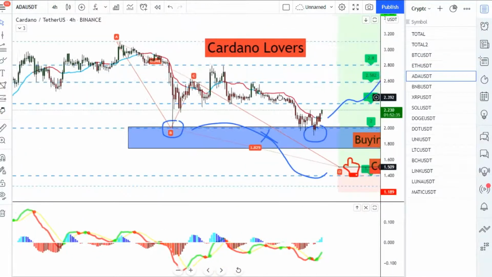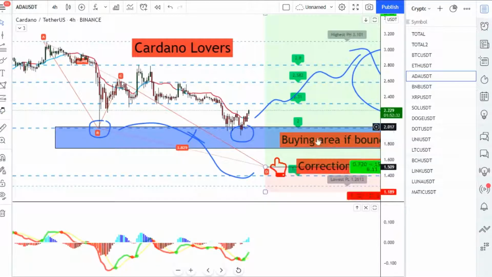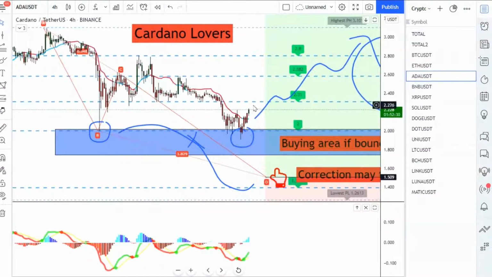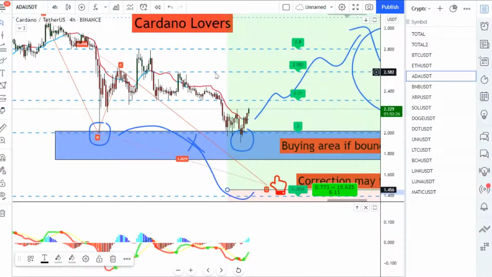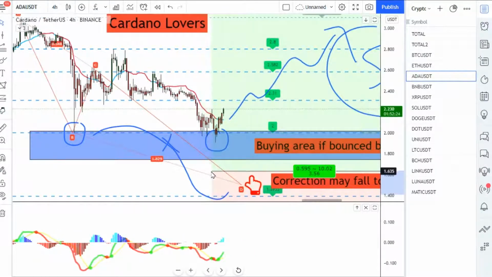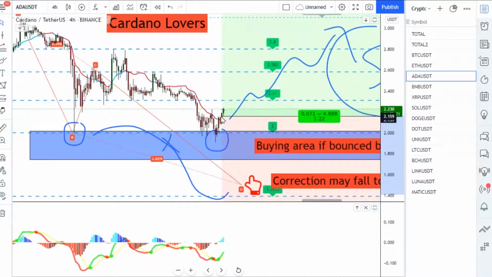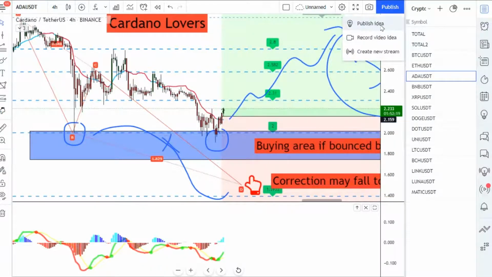So we discussed the analysis here, the previous analysis, guys. The buying area we discussed about Cardano. I think it's shooting up. I think it's a very good buy. It's a very good buy. We can actually post it right here. Can publish this one.